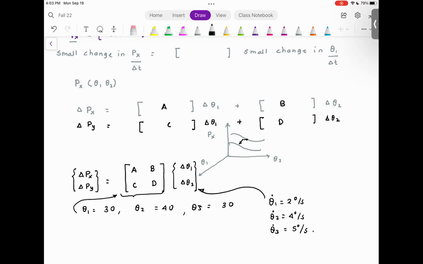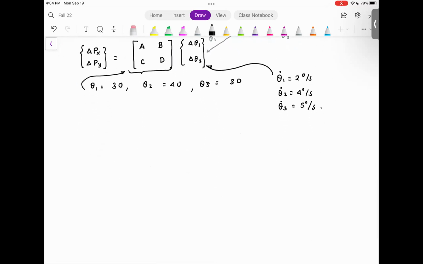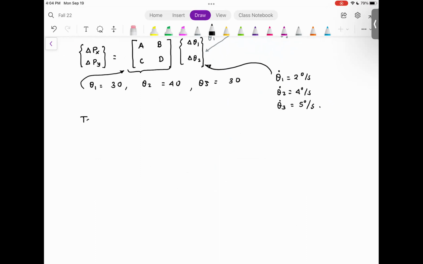Okay. Now what I want to do is give you the theoretical underpinning for Jacobian, and that is Taylor series. So Taylor series, remember Taylor series?